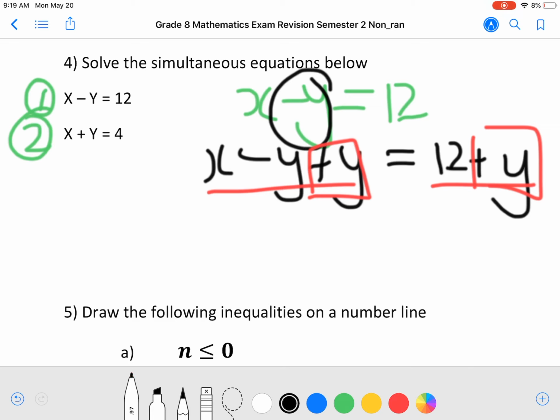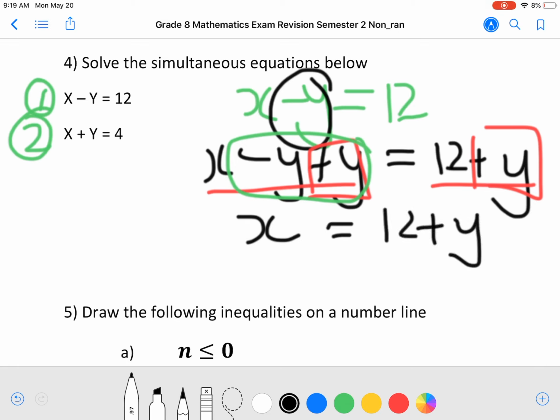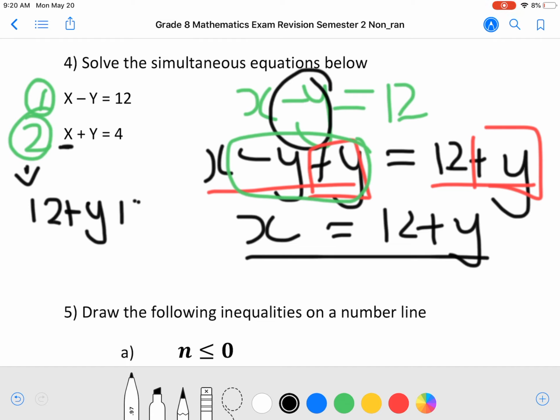Because we've done that, we have x on its own, because a minus y and a plus y cancel each other out. That is equal to 12 plus y. Since we know that x is equal to 12 plus y, we can substitute it into formula number 2. So we'll start here. Instead of writing the x here, we can just write 12 plus y, because we know that is what x is equal to, plus y equals 4.